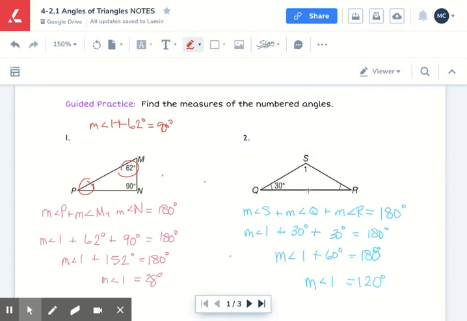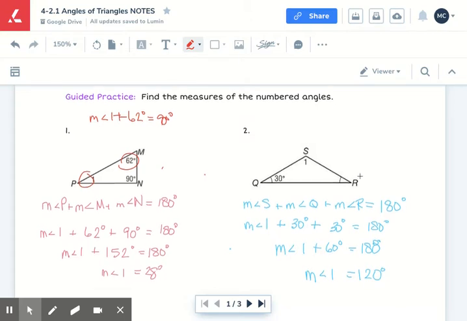Okay, for the other one over here, we did get 120 for the measure of angle 1. And the special thing on this one was that it showed that the two base angles over here were congruent. It showed that using an arc, and we talked about that a little bit before. So you would have to remember that in order to make that work.